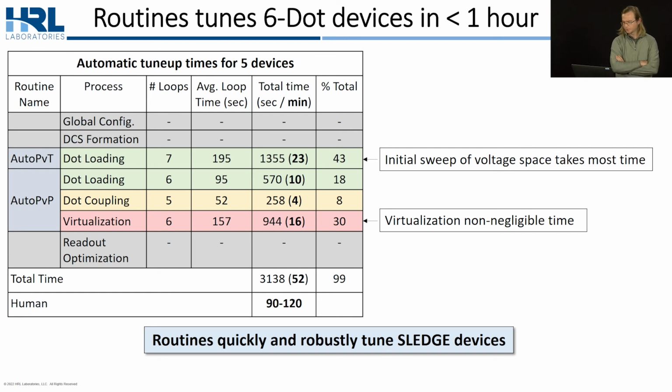And then 2 things I want to point out. One is that it's really those initial sweeps, this auto PVT, where we just don't have much information and we're sweeping out voltage space. Those take the most time, 43%. And then additionally, the virtualization step takes a big chunk as well. So we have our eye on those, or how to do those more efficiently. But our routines quickly and robustly tune SLEDGE devices.